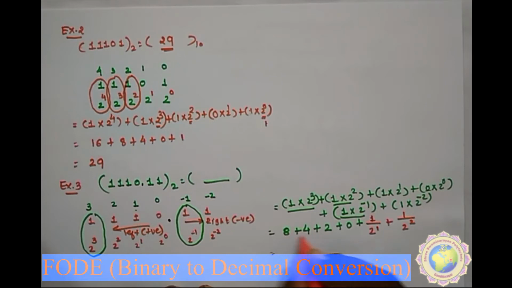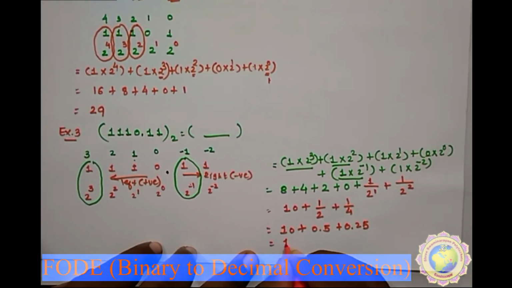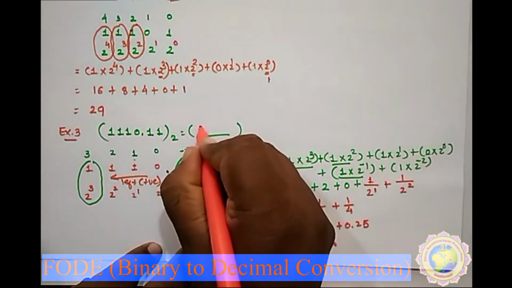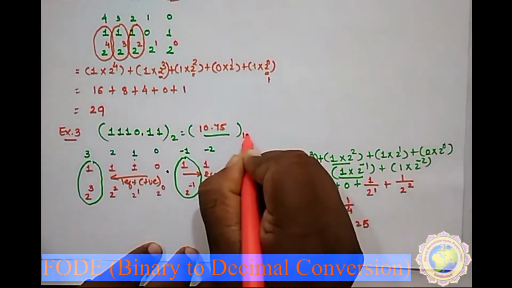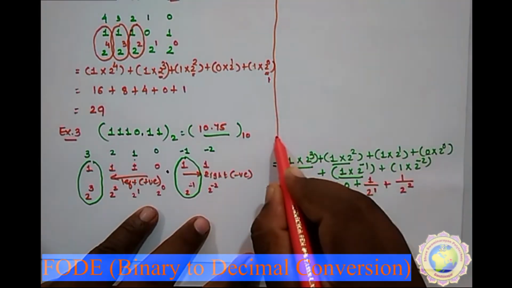Okay. So 8 plus 4 plus 2 is 10. So it's 10 plus, now it's 1 by 2 and it's 1 by 4. So 10, 1 by 2 is equal to 0.5, 1 by 4 is equal to 0.25. So what will be the answer? It's 10.75. So our answer is 10.75. Okay, so you have to remember this thing.